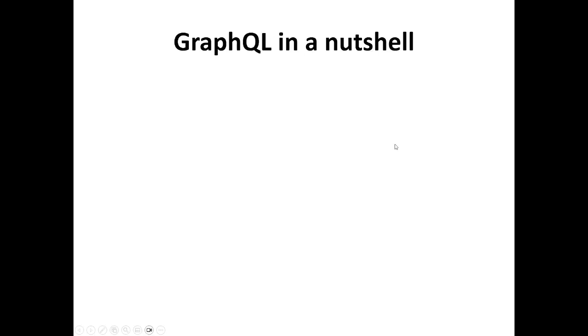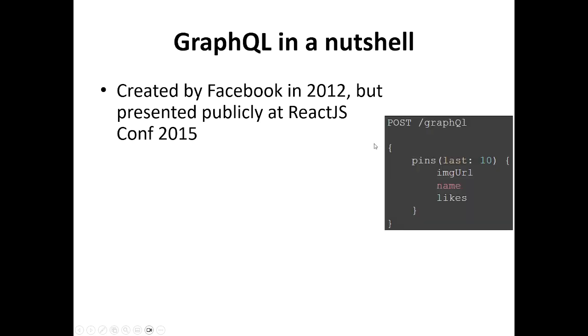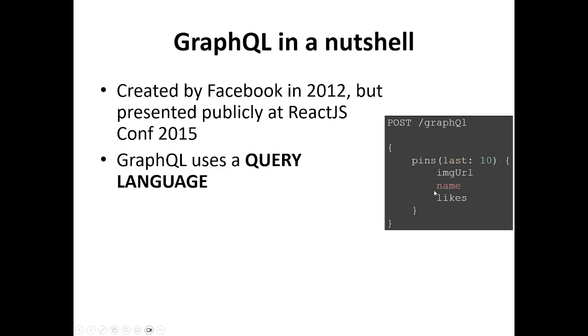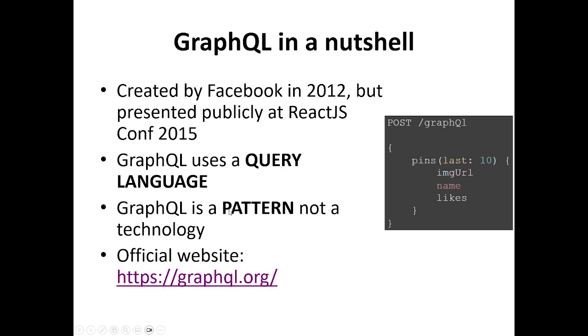In order to understand GraphQL, we are going to go to the official website of GraphQL and take a look. GraphQL started in late 2015, and as you can see, it's a notation that helps users formulate different queries, which is very familiar to JavaScript developers. GraphQL mainly uses a query language, and it's a pattern, not a technology.